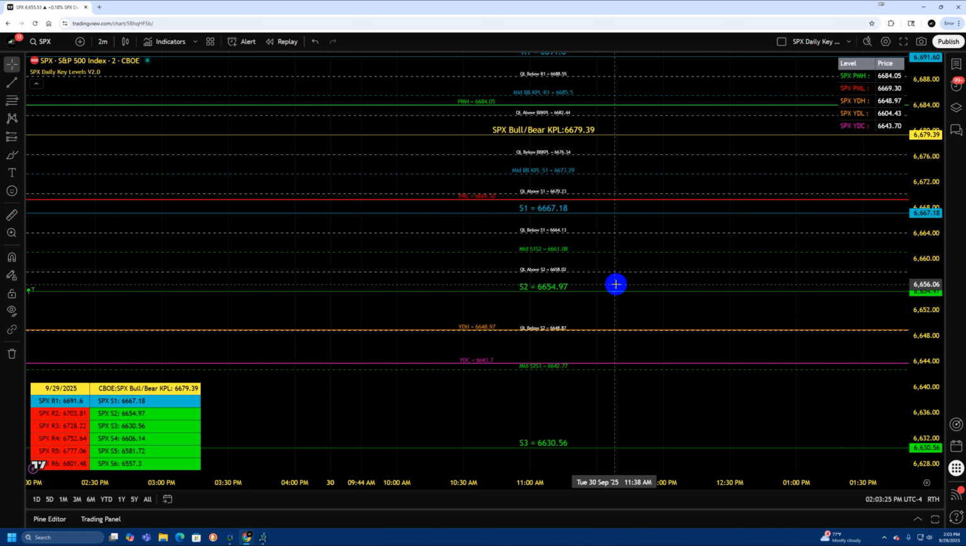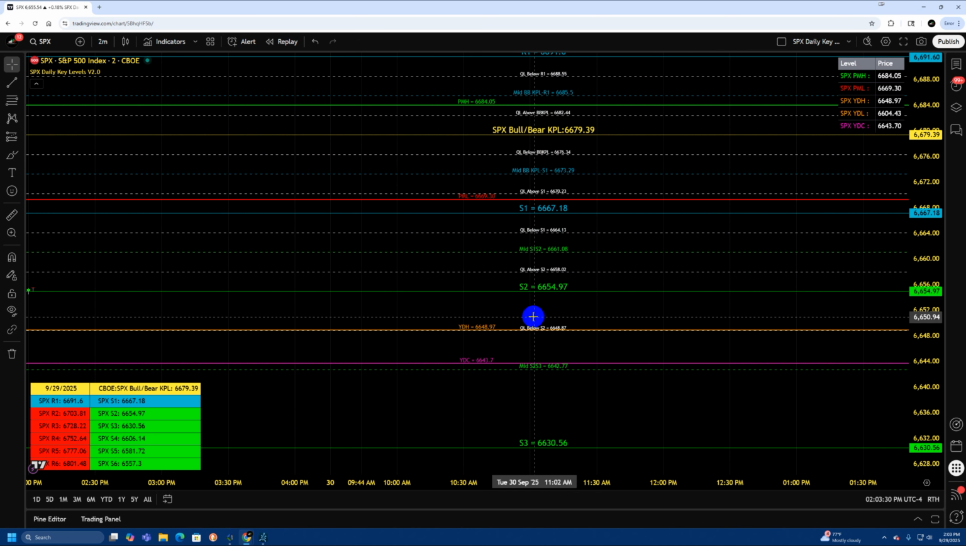And again, on bullish trades, it's the opposite. It would be the first midpoint below. So if you're taking a bullish trade off of S2, the first midpoint below S2 is your standard stop loss.